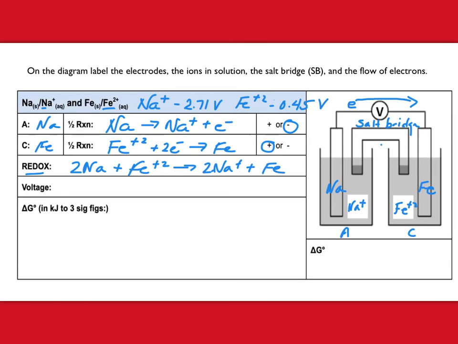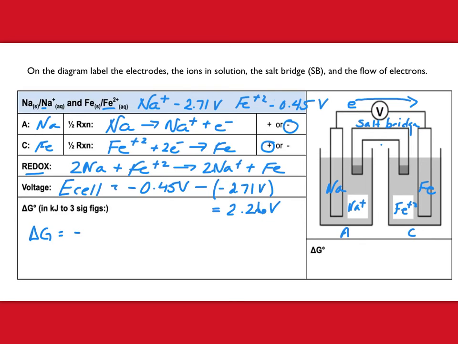To calculate the standard cell potential for this cell, we will take the standard reduction potential for the reaction at the cathode, that would be -0.45 volts, minus the standard reduction potential for the sodium ion, which is -2.71 volts. So when we do that math, we end up with a standard cell potential of 2.26 volts.